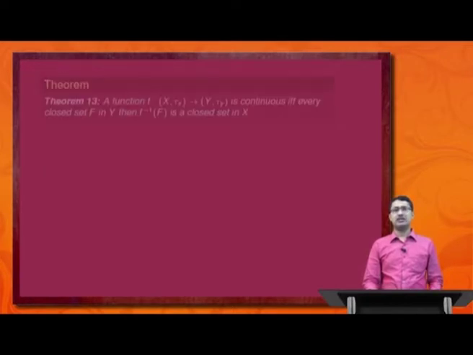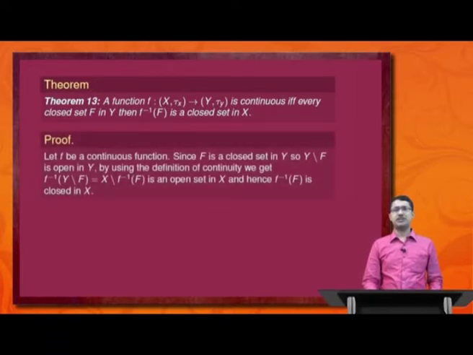We get another theorem: a function f: X to Y is continuous if and only if for every closed set F in Y, f inverse of F is a closed set in X. Proof is very simple. Let f be a continuous function.